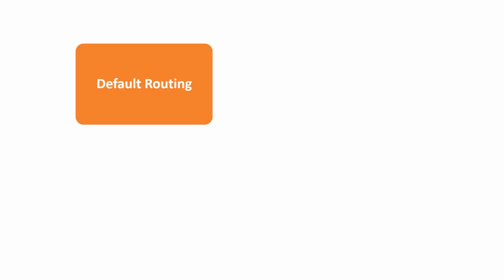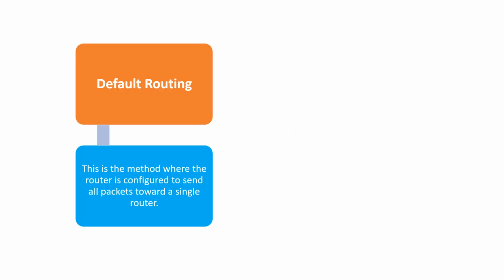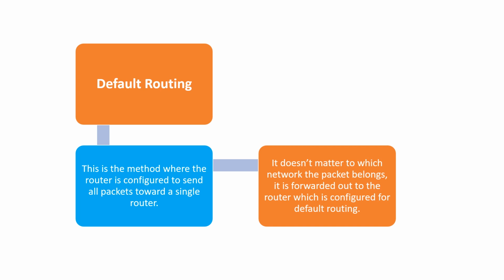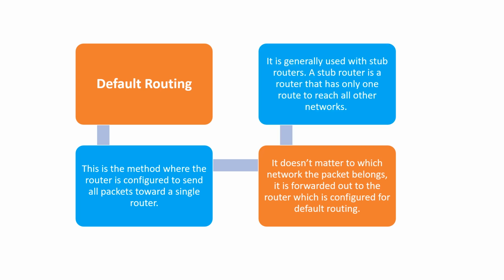Next is default routing, and this is the method where the router is configured to send all the packets towards a single router. That is, it doesn't matter to which network the packet belongs. It is forwarded out to the router which is configured for default routing, called the stub router. That is, it is generally used with a stub router. A stub router is a router that has only one route to reach all other networks.